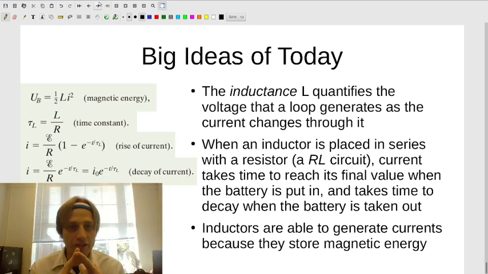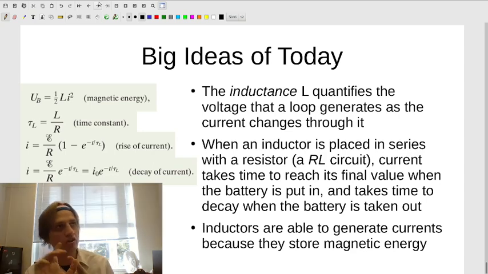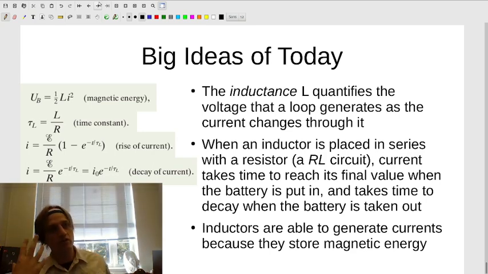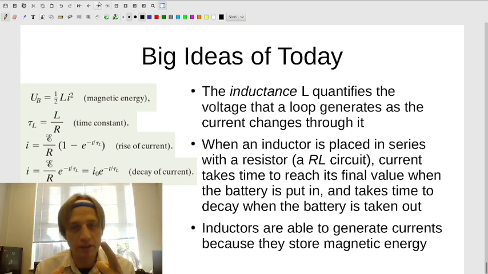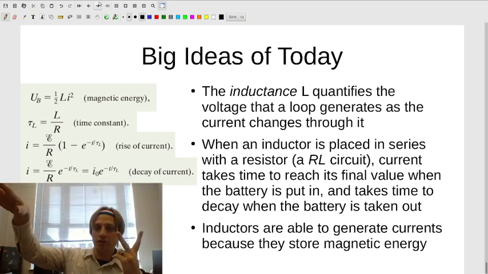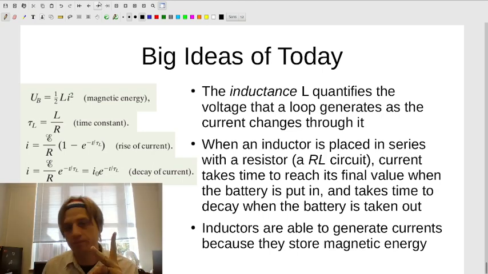We've learned that the inductance, L, quantifies the voltage that a loop generates as the current changes through it. Of course, L is the ratio of the magnetic flux to the amount of current going through a device that generates a magnetic field. Then the other thing that we've talked about today is what happens when you put an inductor in series with a resistor. It takes time for the current to reach its final value. It also takes time for the current to shut off.